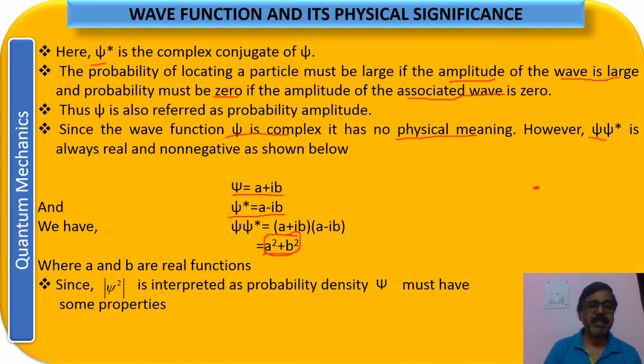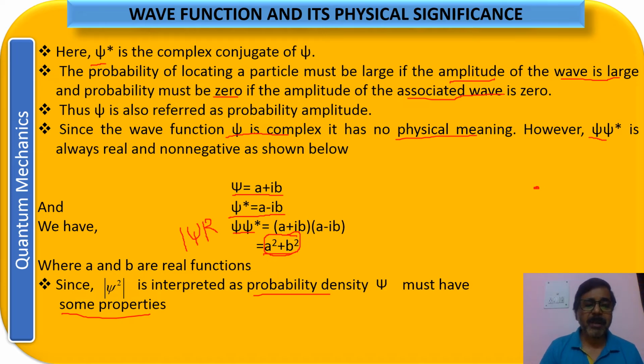Since mod of psi square is interpreted as the probability density, psi must have some properties. If you take psi into psi conjugate, this is your mod of psi whole square. Mod of psi whole square is equal to a square plus b square. This mod of psi whole square is also called your probability density.